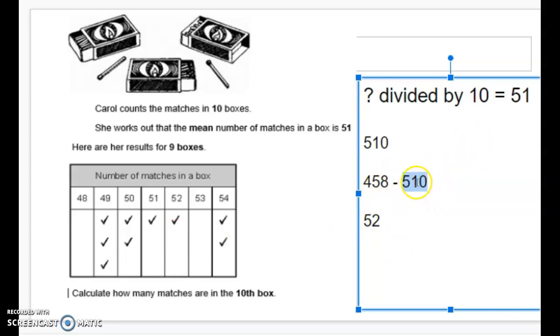And I know there are 510 matches because I knew the mean was 51 and it had been divided by 10 to find the mean.